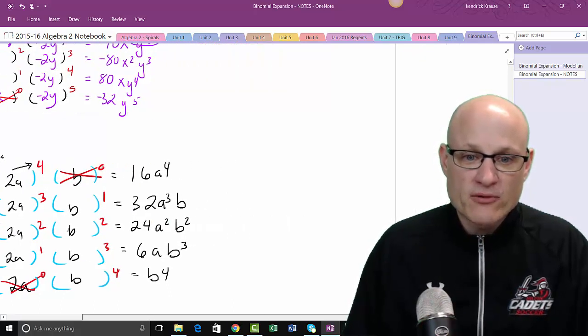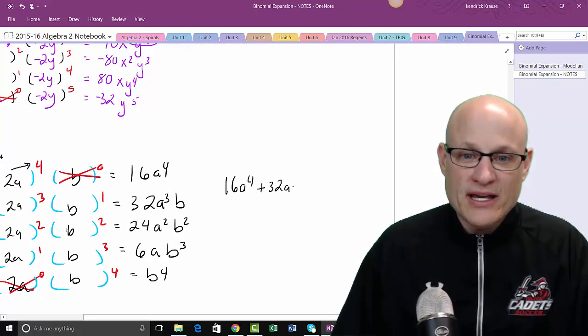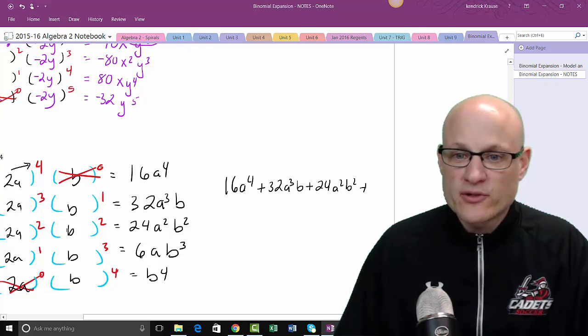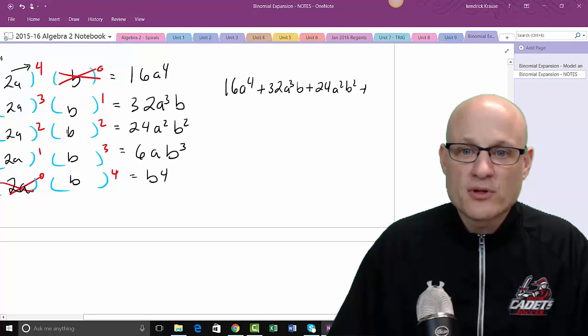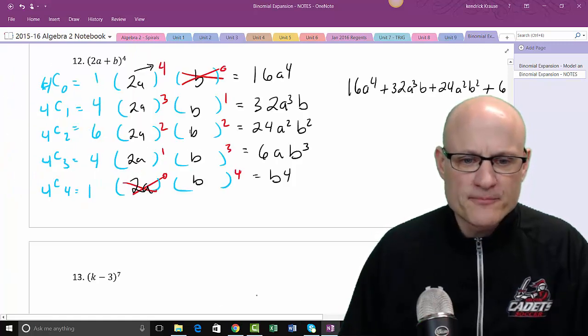So we'll write our final answer here. 16A to the 4th, plus 32A cubed B, plus 24A squared B squared, plus, oh, you can see this with all my big head in the way, plus 6AB cubed plus B to the 4th. All right, so that's not so bad so far.